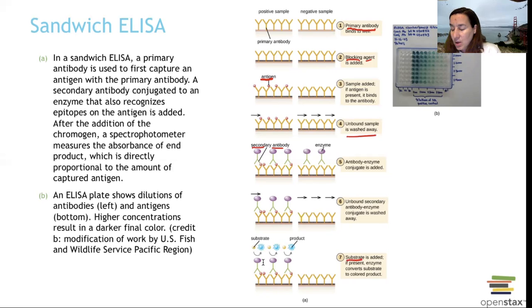We add the substrate, and there's nothing going on here because we don't have the antigen, which didn't bind to the second antibody and the enzyme, so we're not going to see anything over here. But over here, we did have the antigen that stuck to the primary antibody that is sandwiched in between the secondary antibody and the enzyme. And when we add the substrate, we do see the reaction. So this is a sandwich ELISA, different from a direct ELISA that just had the antigen and the antibody enzyme complex added directly to it. Sandwich ELISA.